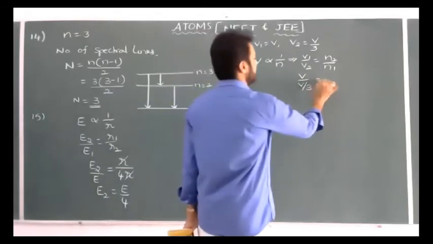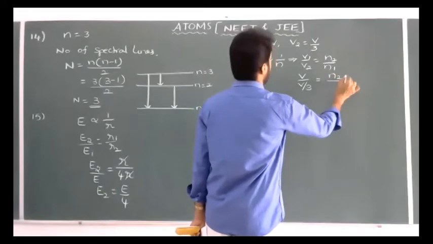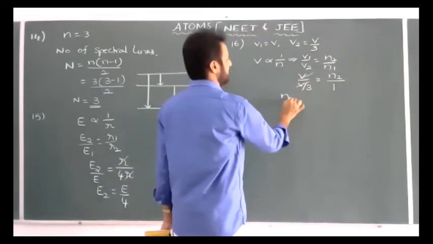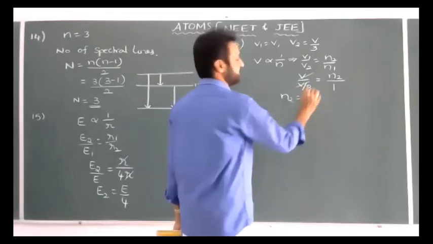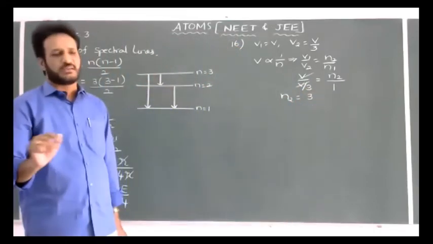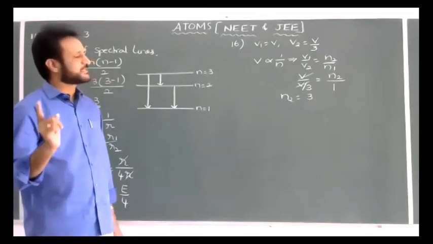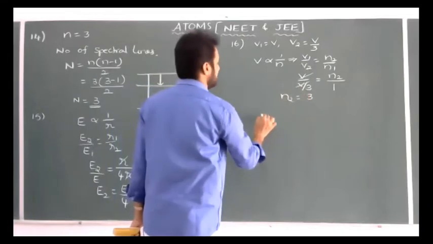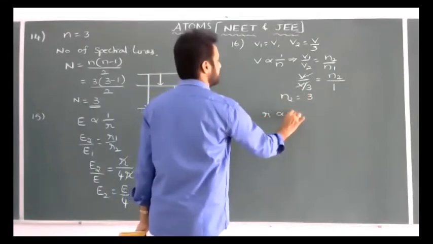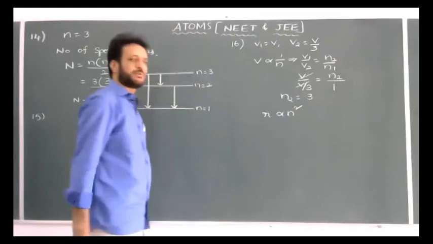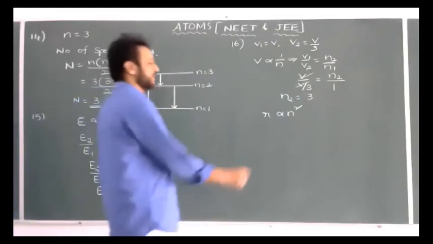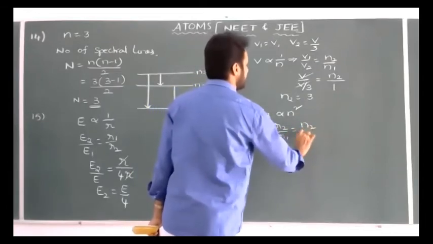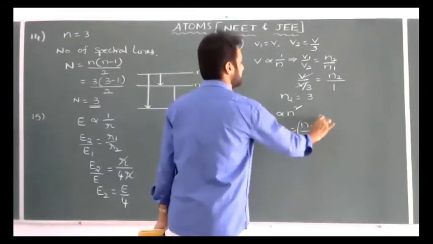V1 is equal to V, V2 is equal to V by 3, and on the right side N2 we don't know. N2 by N1 is equal to 1 by 3. Here V gets cancelled. Therefore N2 is equal to 3. So the electron jumps to the third orbit. If the radius of the first orbit is R, what is the radius of the third orbit, you should calculate. Radius and quantum number have a relation like this: R is proportional to N square. That implies R2 by R1 is equal to N2 by N1 whole square.